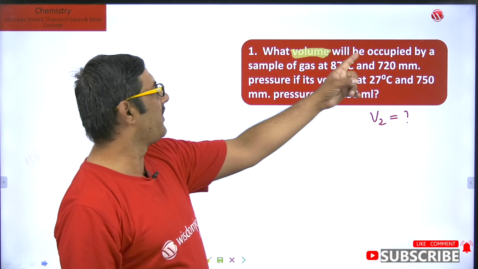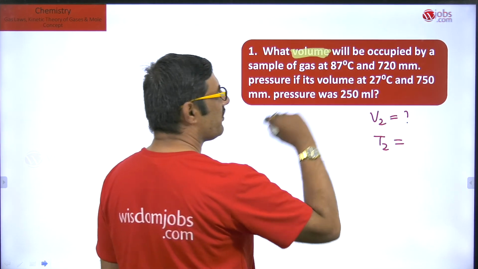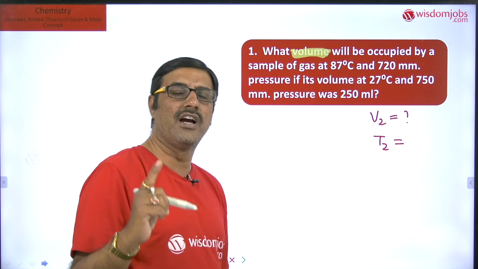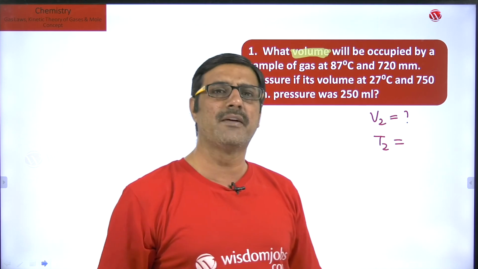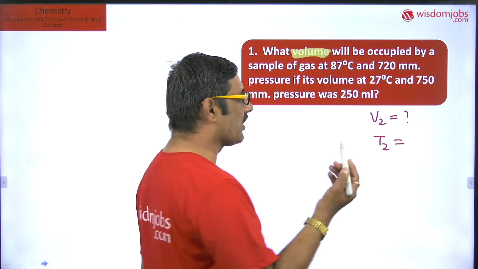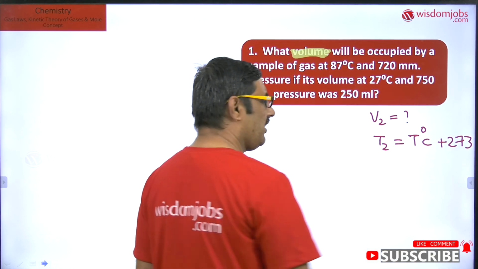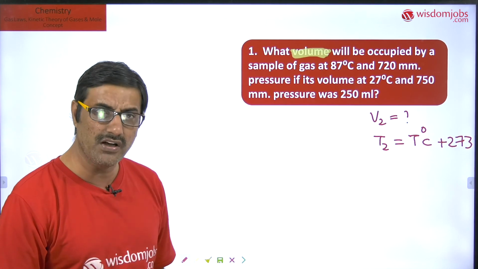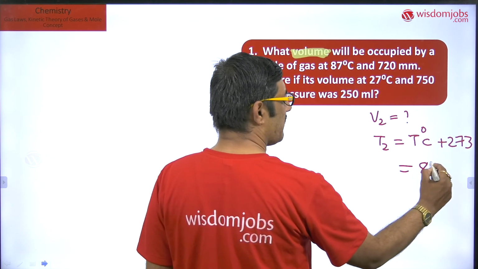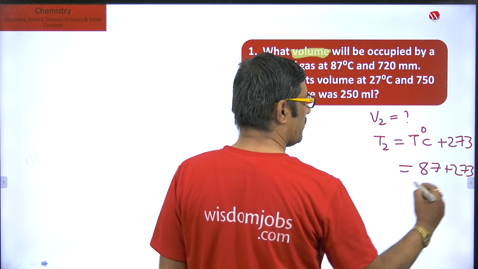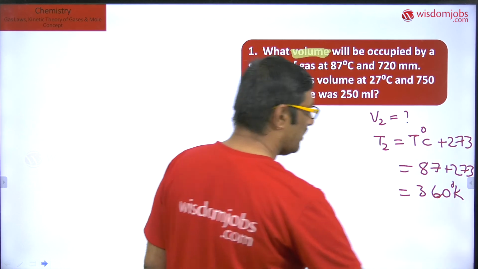Now T2 is given to you as 87 degrees. Whenever we are dealing with this gas equation, always convert the given temperature into the absolute scale. How to convert into the absolute scale? The given centigrade temperature plus 273 will give you the absolute temperature. So here it is 87 plus 273, which gives you 360 degrees Kelvin.